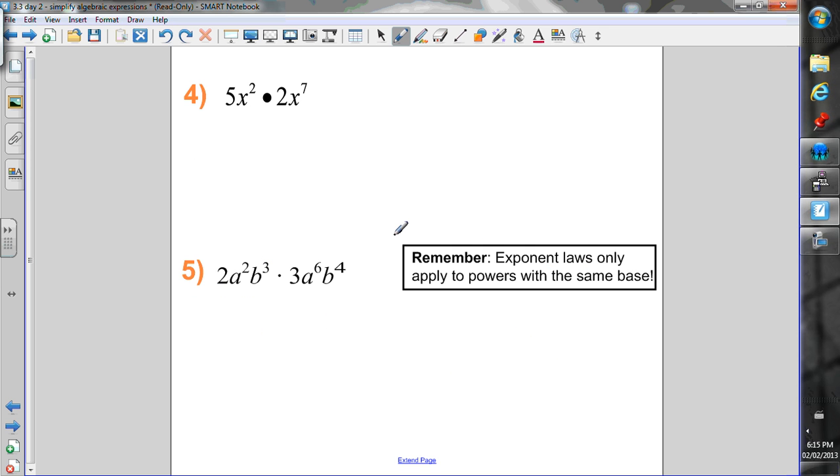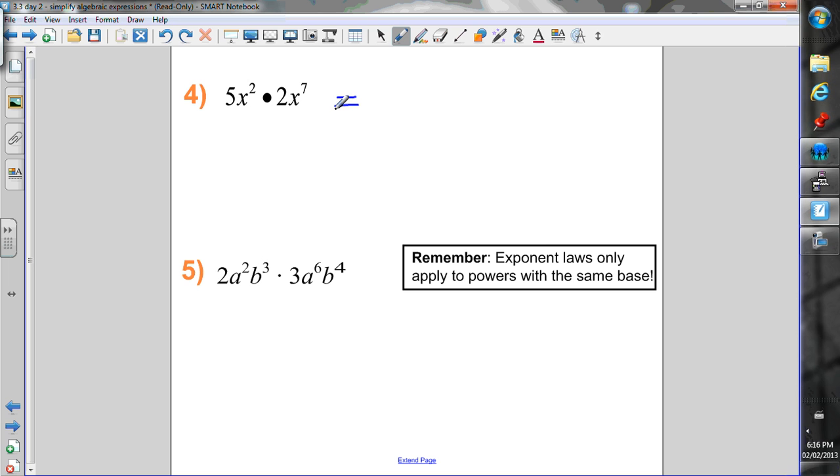Next question. Let's do this one here. This one doesn't have any negative exponents. But what it does have that's different than yesterday is that there are coefficients attached to these variables. So what I have here is 5 times x squared times 2 times x to the 7.